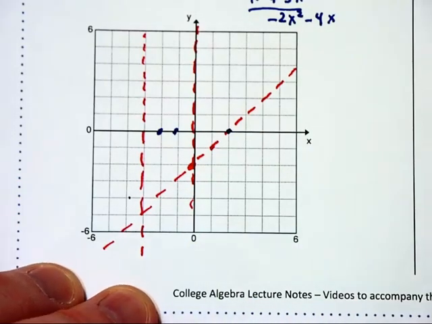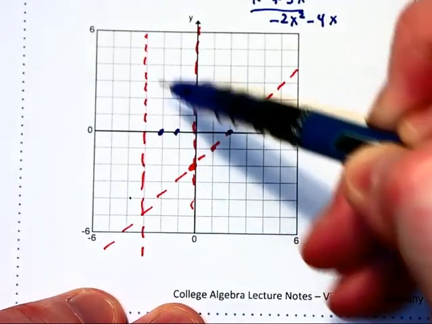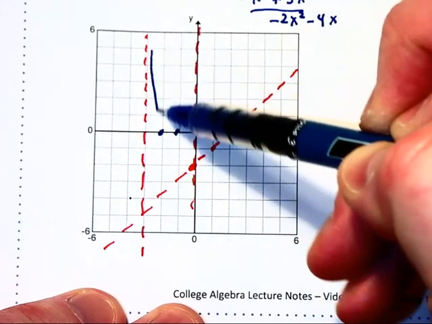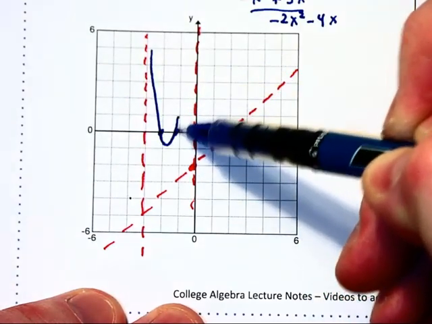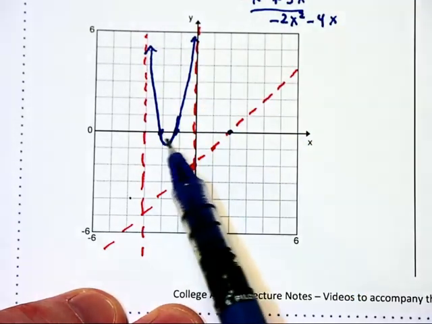Okay, we know what's going to happen in this center section because we have 2 points in there. It's going to look something like this. We don't know how low it's going to dip in the center there. That would be a matter of plotting a point such as -1.5.